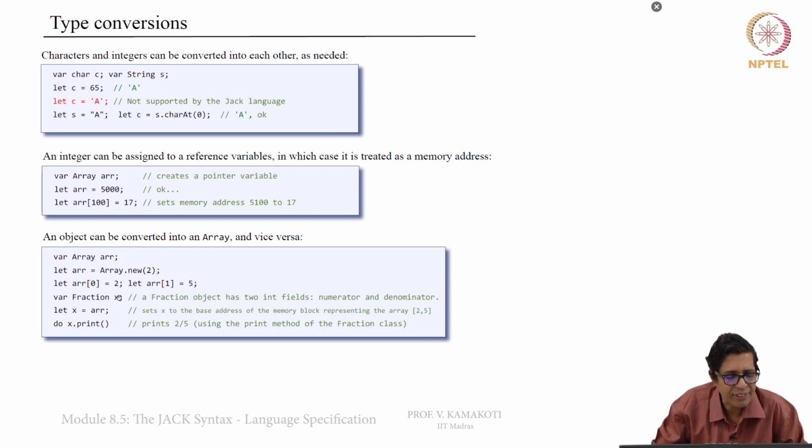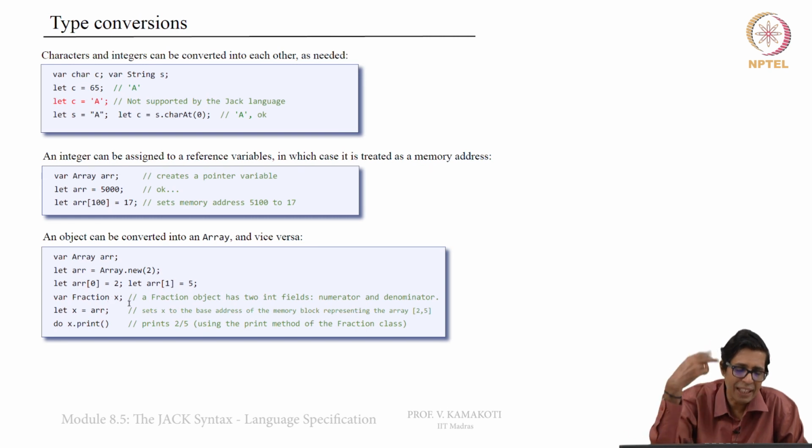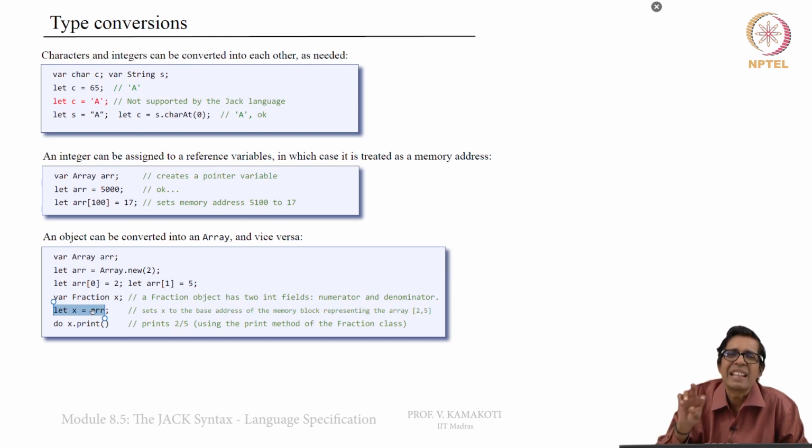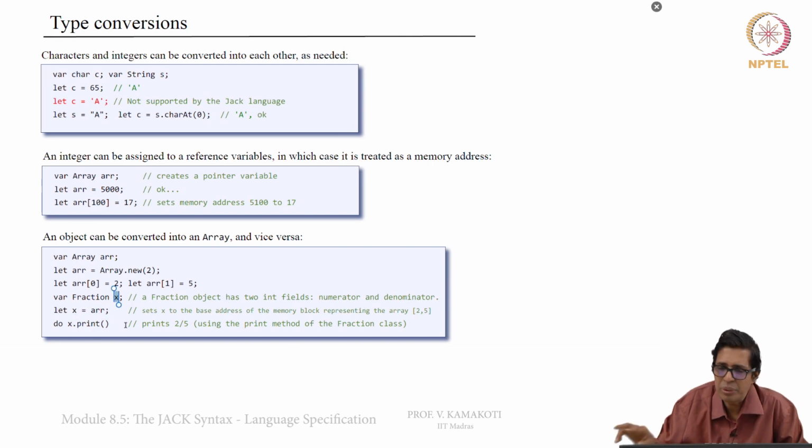Now I have var fraction x. The moment I say fraction, that also requires 2 integers for numerator and denominator. I can say let x is equal to ARR. This is like pointer aliasing. This x also is a pointer to a location, as we saw in our implementation, from which two integers are stored. Now I have aliased ARR and x to point to the same thing.